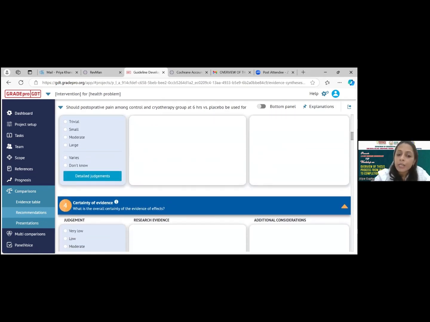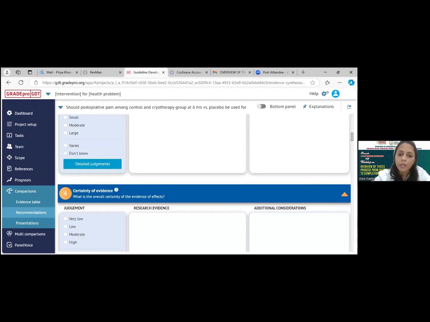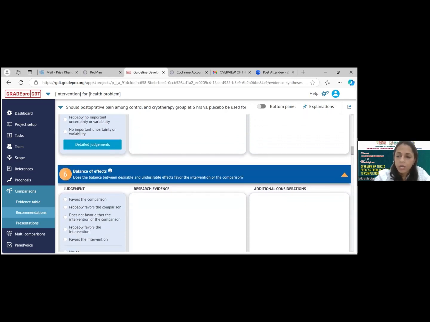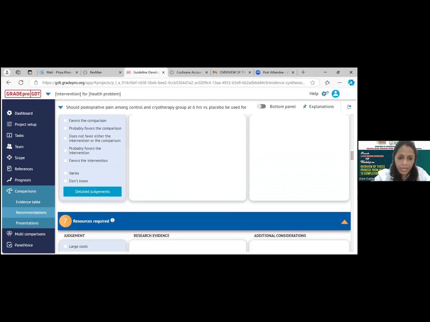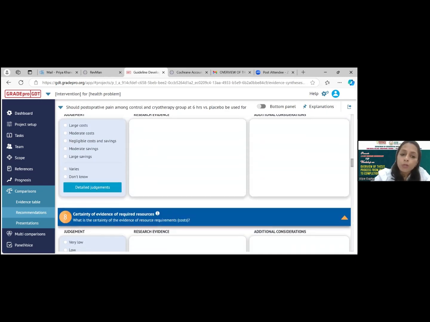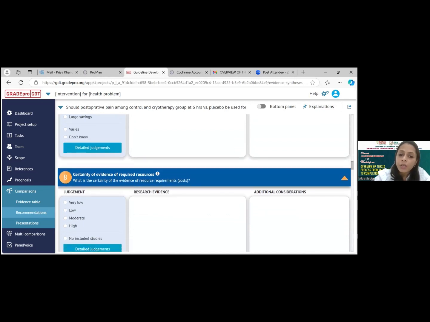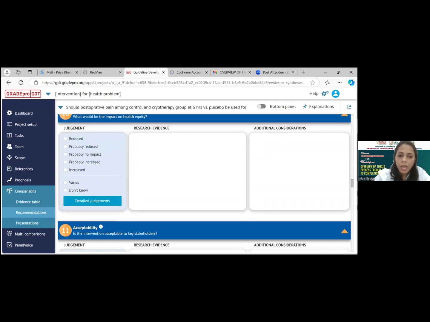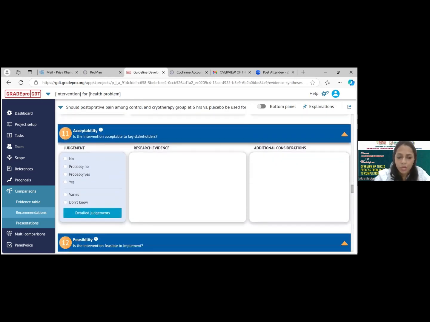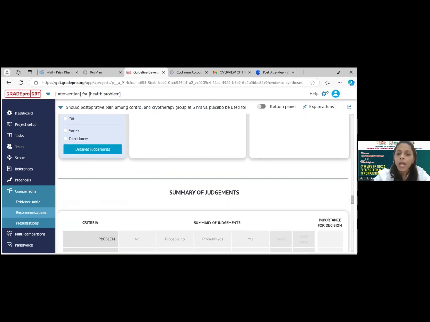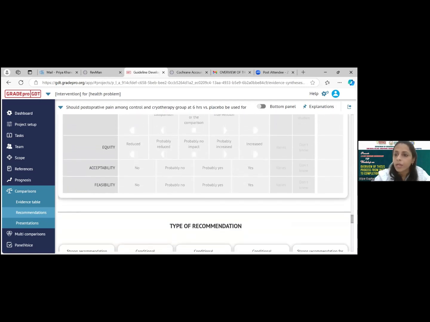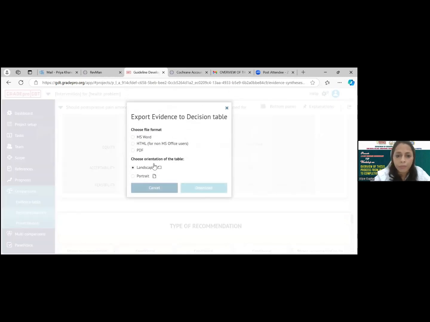Undesirable effects, certainty of evidence, that is your quality of evidence. Here it comes out to be moderate. Then the values and preferences of the patient towards the treatment. What is the balance of effect between the desirable and undesirable? What is the cost of the treatment involved? What is the certainty of evidence for the required resources? Cost effectiveness, health equity, acceptability of the treatment, feasibility of the treatment, and then you can easily get here the summary of judgment based on these parameters, and you can easily save this through MS Word, PDF, whatever you want.